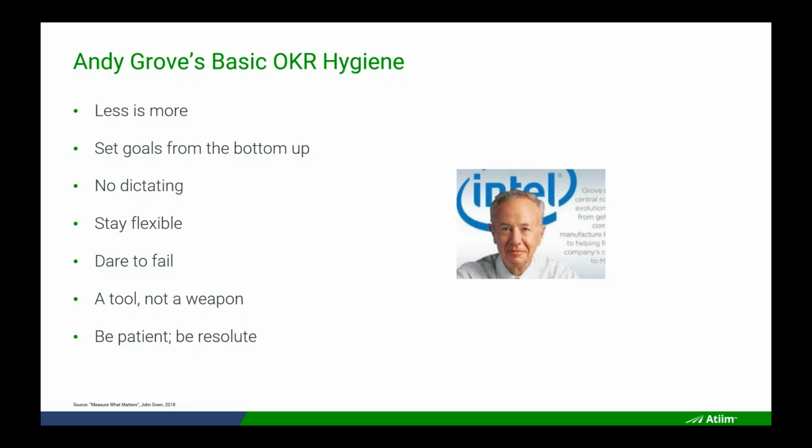Bill Gates thinks that. Andy Grove, from whom John Doerr learned originally how to use OKRs, said less is more. Don't have too many OKRs. Set goals from the bottom up. No dictating. Stay flexible. Dare to fail, right? Set aggressive goals, but have an agreement with your manager that this one is very aspirational. Let's see what happens. It's a tool, not a weapon. And be patient, right? Be resolute. Go do it. Don't give up.